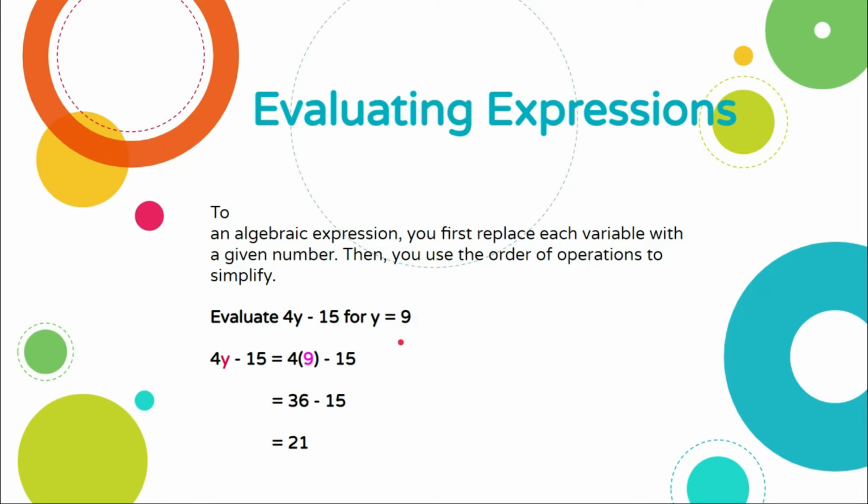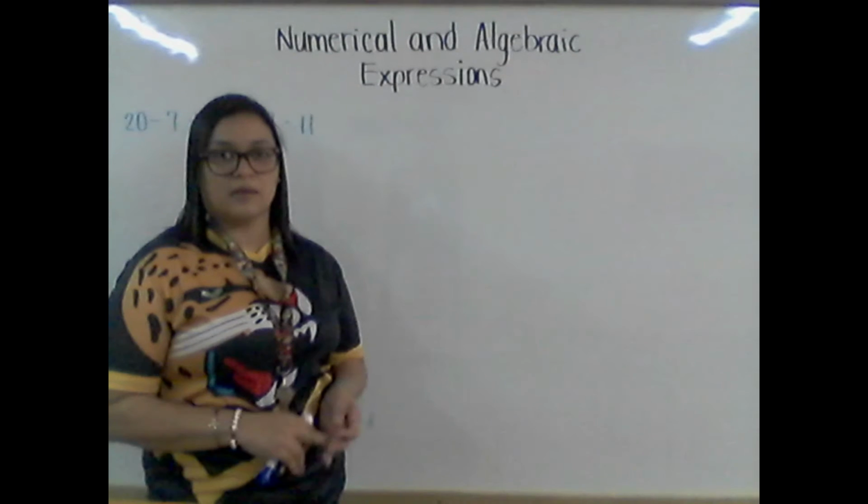To rewrite this expression, we replace the variable by its value. So that's evaluating it. So we substitute, right? Instead of writing 4y, we now know the value, so we are going to write 4 times 9. It's a multiplication, and we copy the rest of it.